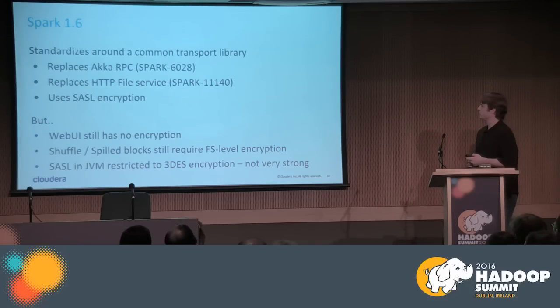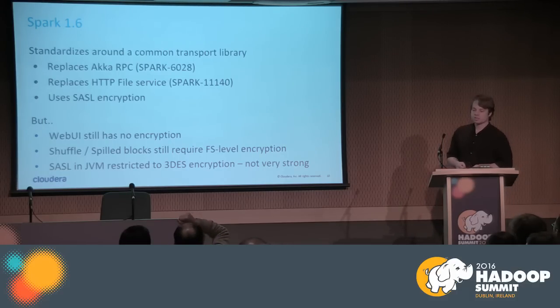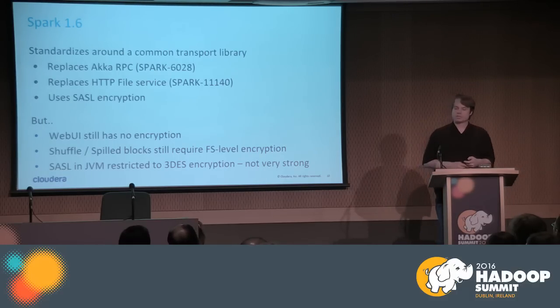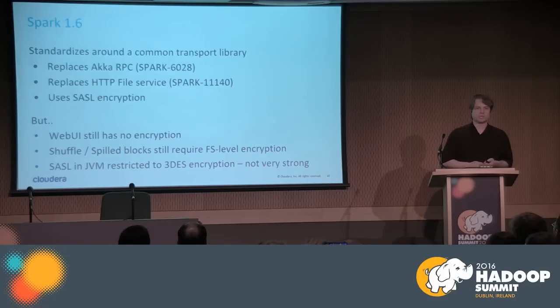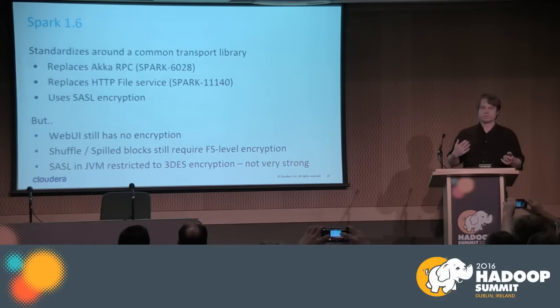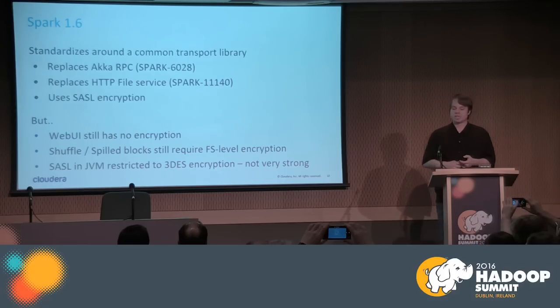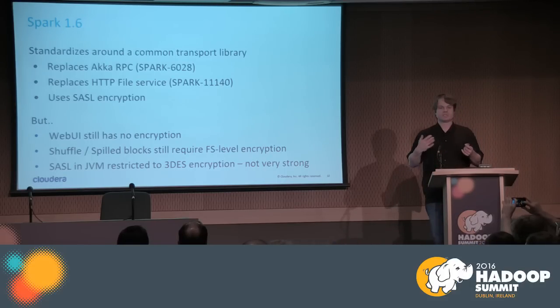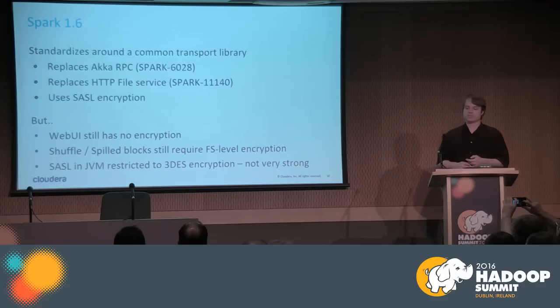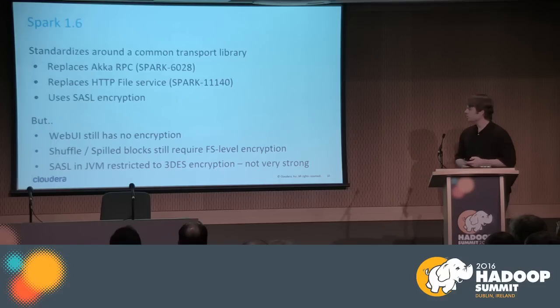So in Spark 1.6, there was a lot of work done to replace some of the backends. Basically, all the RPC is now done on a new transport library that replaces the old Akka-based RPC. The HTTP file service was also replaced with some code that runs on this new transport library. And the transport library, which is the same one that was used for Shuffle, uses SASL for encryption. There's still no support for HTTPS on the web UI.